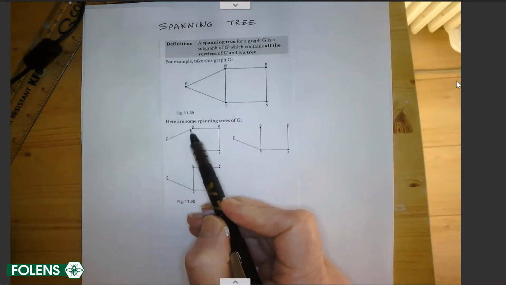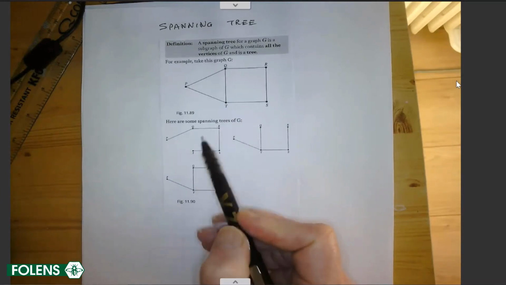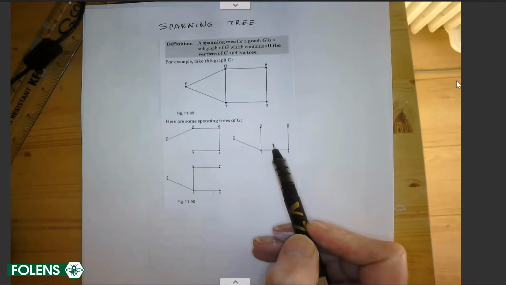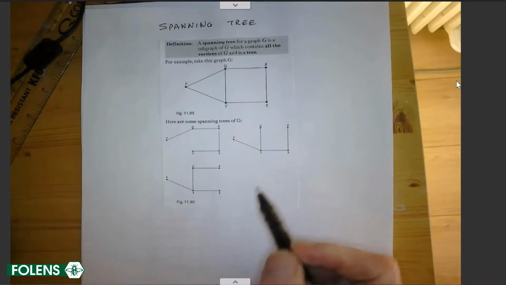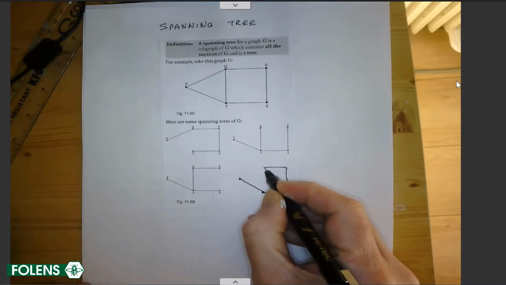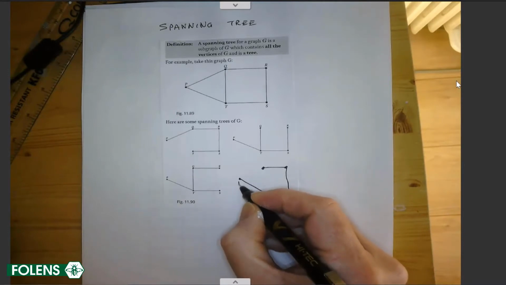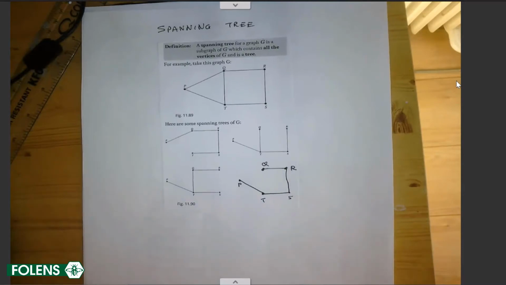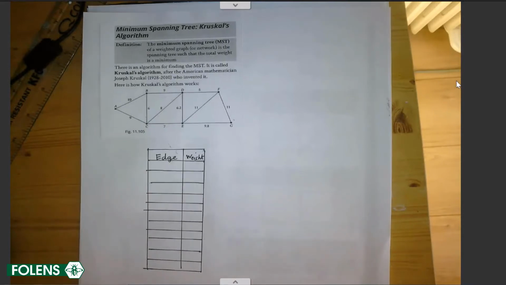There's P, Q, R, S, and T. That contains all the vertices of the graph above, and there are no loops, and it is all connected, so that's a tree. Here's another tree, a spanning tree for that graph G, and here's another one. I could draw another one if you went from P to T to S to R to Q. That is also a spanning tree. And spanning trees are important in everyday life, as we shall see.